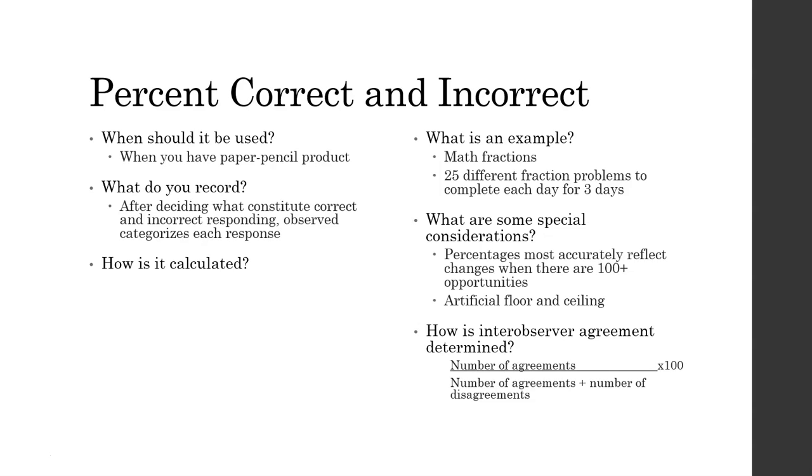Distractions, mistakes. Percentages most accurately reflect the changes when there are 100 or more opportunities. If you only have 5 opportunities and the student gets 4 out of 5 or only misses 1, that's already an 80%.